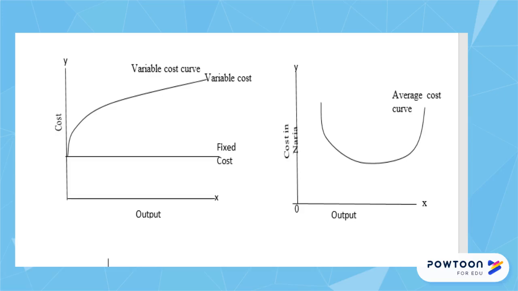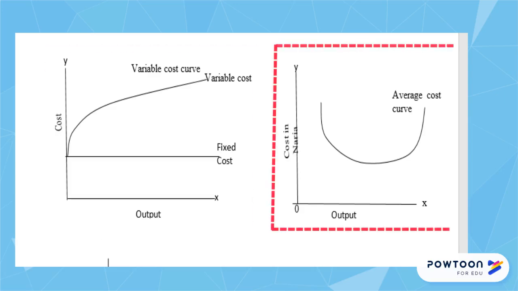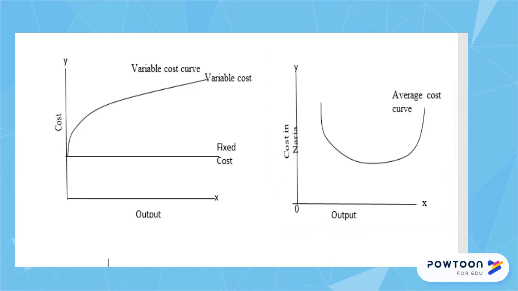Look at these two graphs. This is the graph of variable cost curve and the graph of average cost curve. If you look at the graph of variable cost curve, you will see that the variable cost and the fixed cost are together in one graph. Fixed cost is constant. It does not vary, while the variable cost varies, and that is why it starts from 0 and goes up to the right-hand side of the graph.